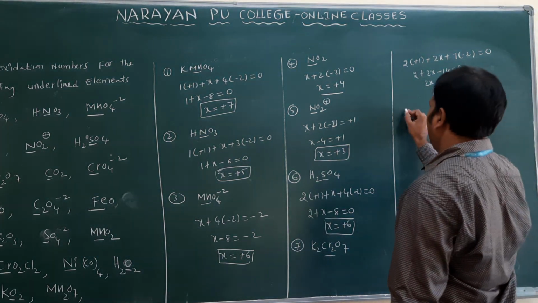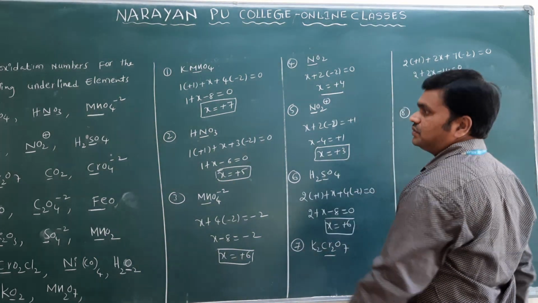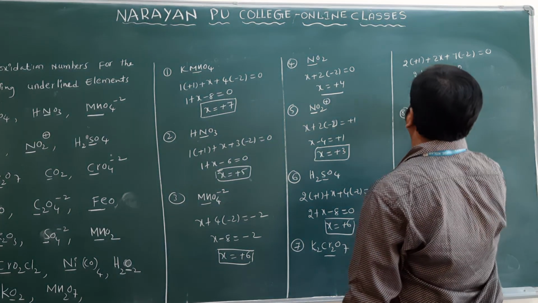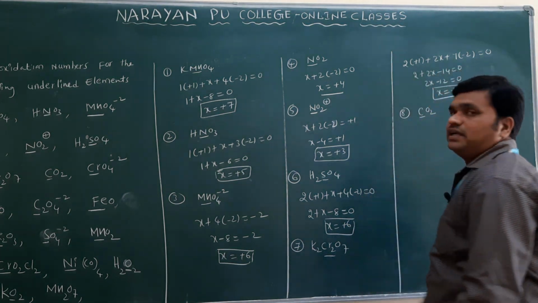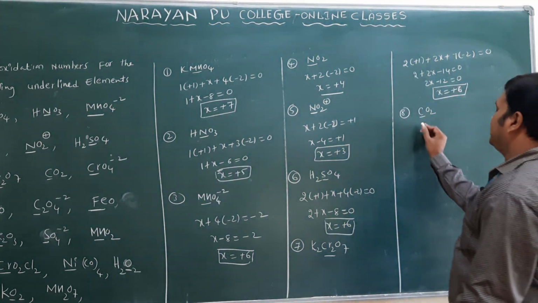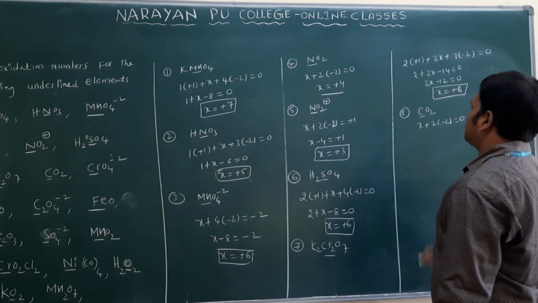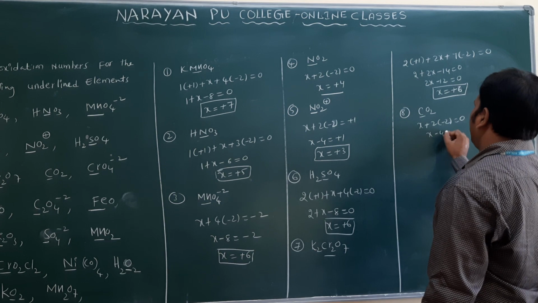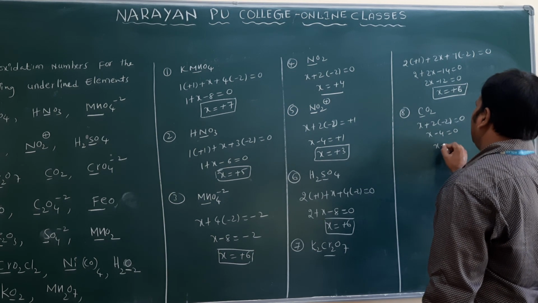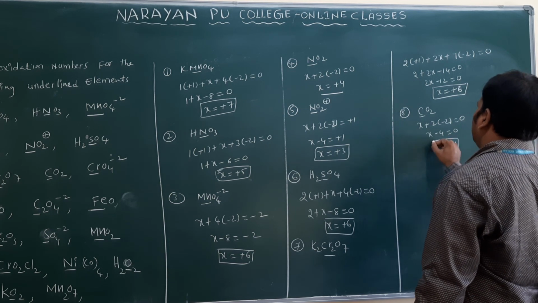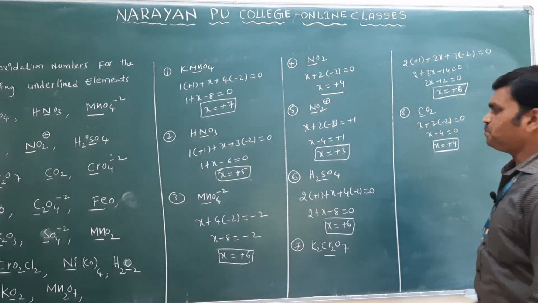Next, you can see the next example we have. What is that one? CO2, carbon dioxide. What element can you find? Carbon only. So this is x plus 2 into minus 2 is equal to 0. x minus 4 is equal to 0. x equals how much? Plus 4 only.